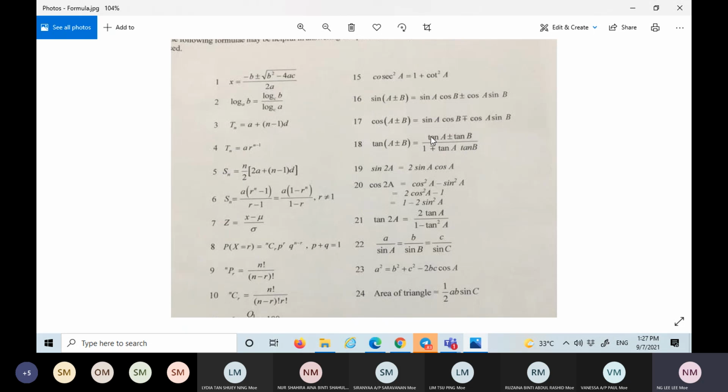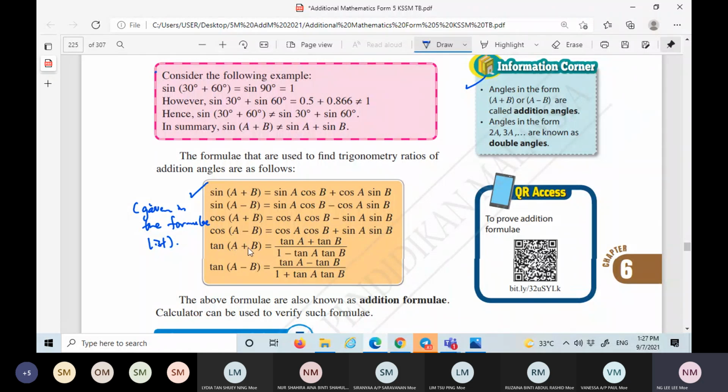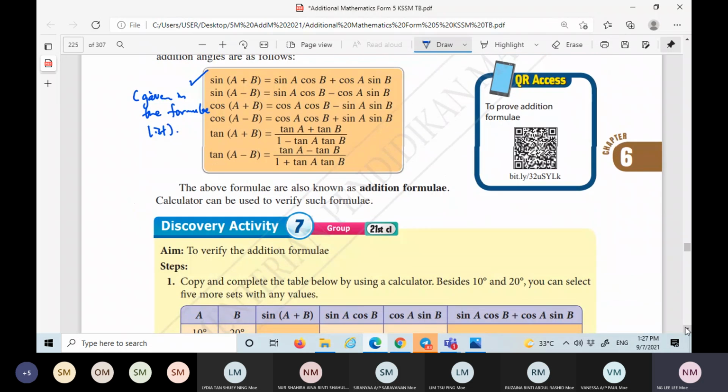If you don't know how to read the formula, then you cannot use it at all. You cannot solve the questions unless you memorize it. Who wants to memorize it? I don't want to memorize it. You see tangent (A plus B), here is plus, here is minus. So compare these 6 with the 3 from just now. Make sure you know how to use the 3 in the formula list.